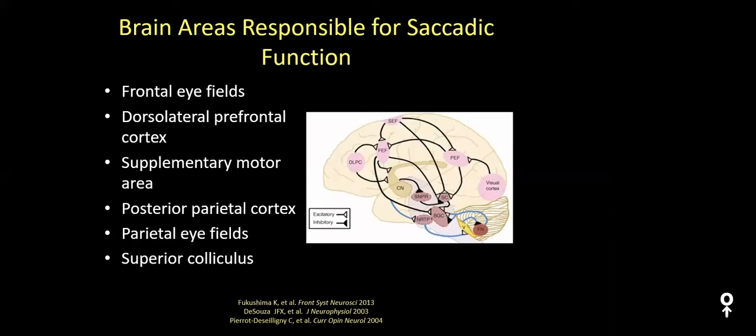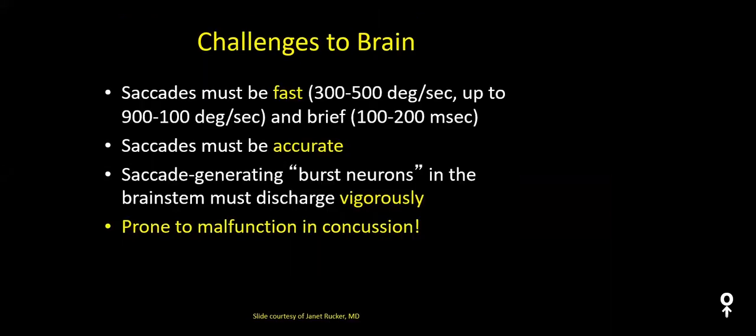Next slide. And the reason that we're particularly intrigued with problems of saccades in the setting of concussion is that the brain really needs to be functioning properly in order to move quickly from object to object. So these saccades, these fast eye movements, they need to be fast, they need to be accurate, and the brain must be discharging at very high rates. So there's a lot of stuff that needs to be going on between the brain and the eyes.